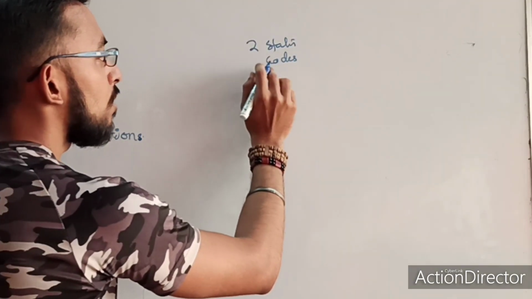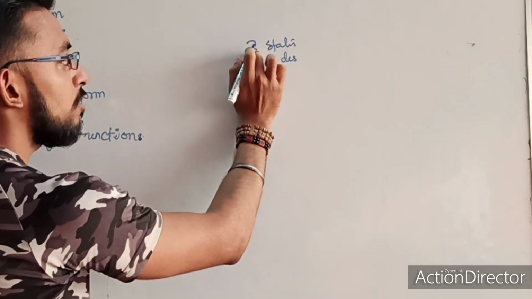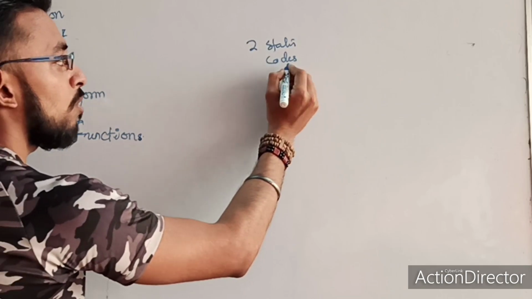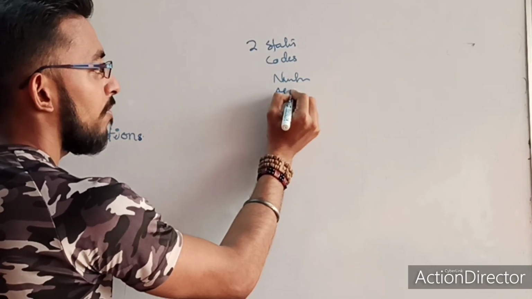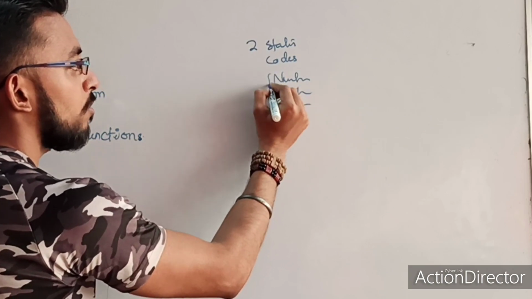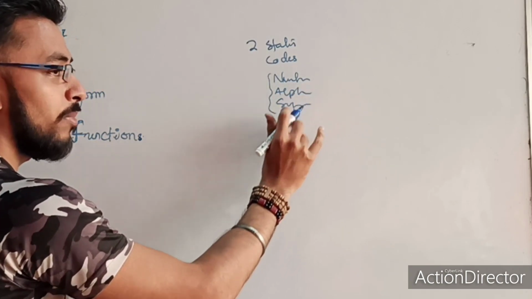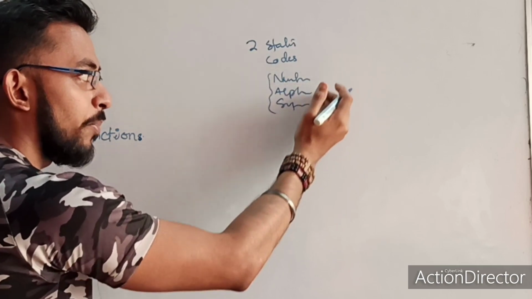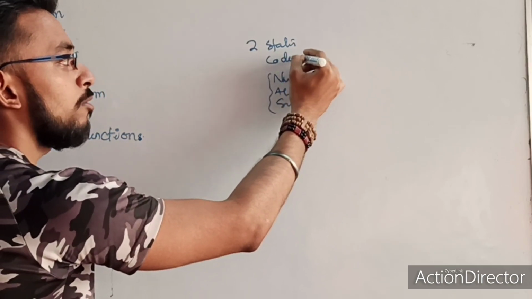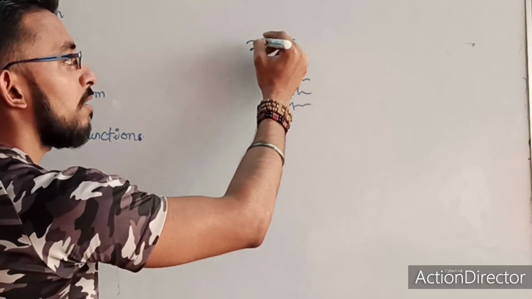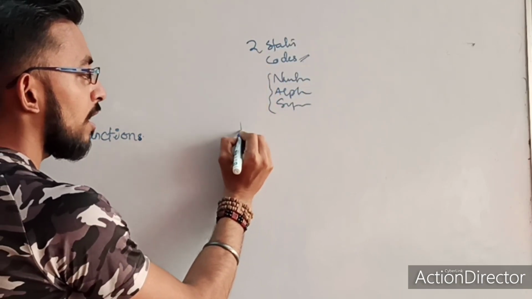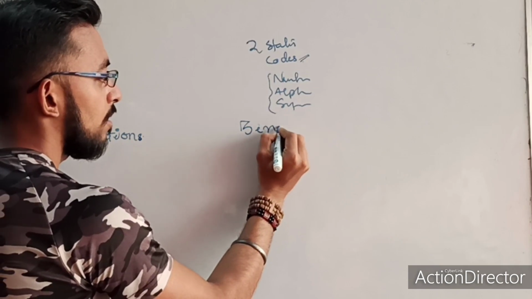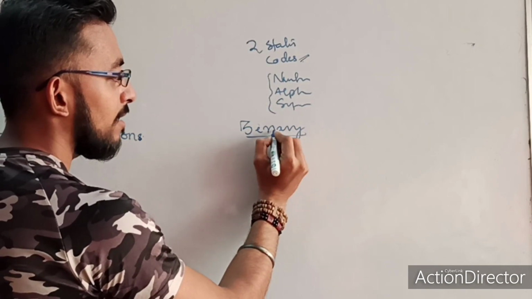What do you mean by code? Using these codes, the high and low states, we can represent a number or any alphabet or any symbol. To represent numbers, alphabets and symbols in our electronic circuit or inside a computer, we use these codes. Code means these two states, one is high or one is low. To represent these two states, we have one method that is called binary signal.